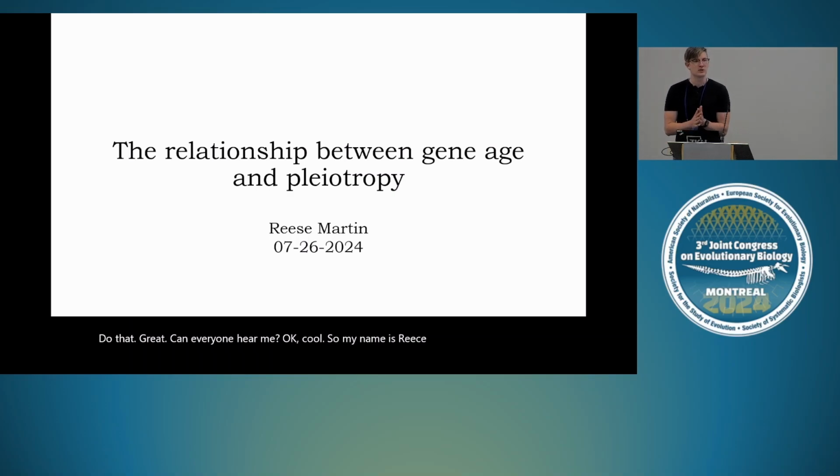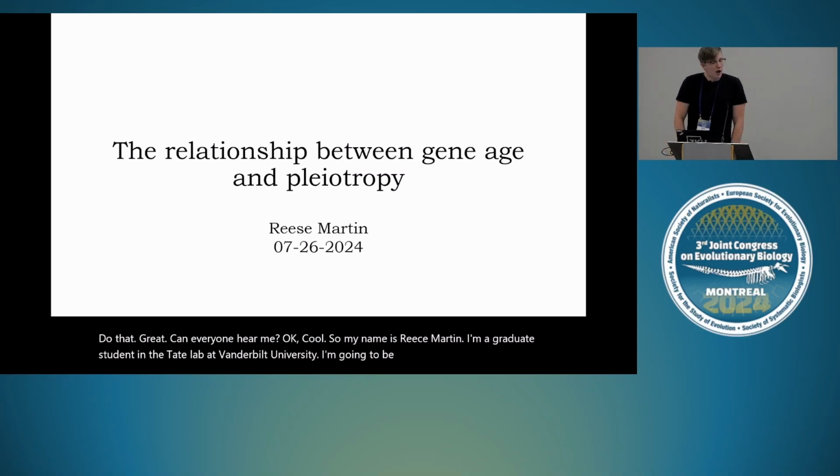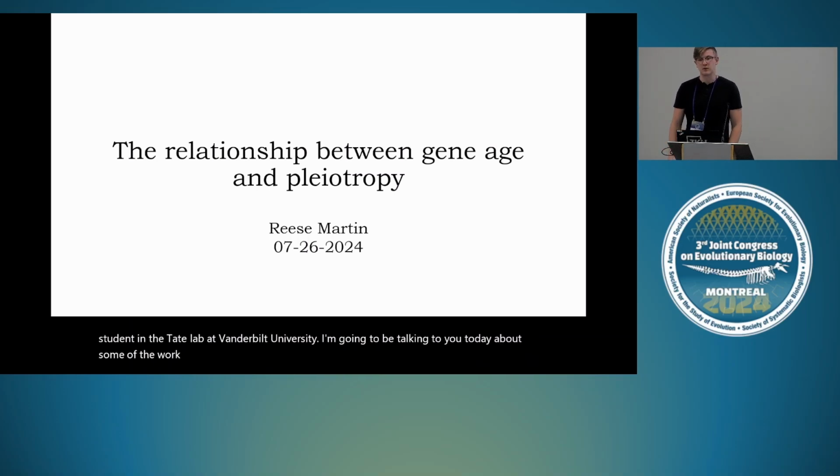So my name is Reese Martin. I'm a graduate student in the Tate Lab at Vanderbilt University. I'm going to be talking to you today about some of the work I've done recently studying the relationship between a gene's age and its pleiotropic status.